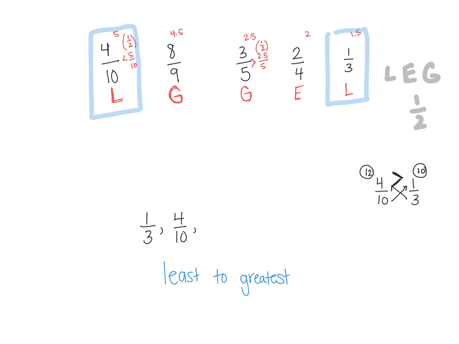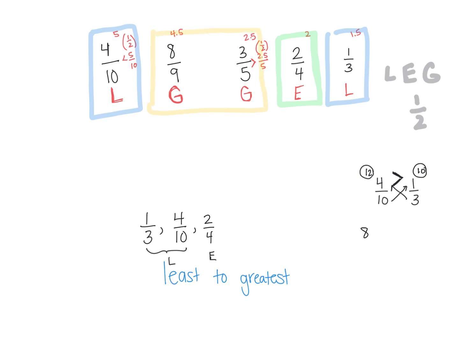After I take care of my least numbers, I can go here to my E and know that this number is not smaller than 1/2. It's not greater than 1/2. It is exactly 1/2. So therefore, I will bring that down. Here were my L's that I cross-multiplied and compared. Here is my G. And then finally, there's my E. And then finally, here are my G's.